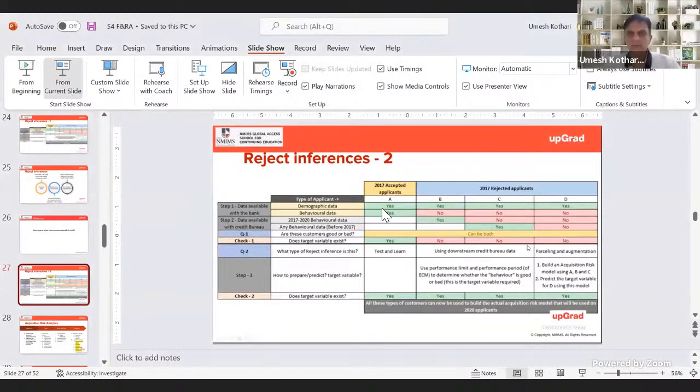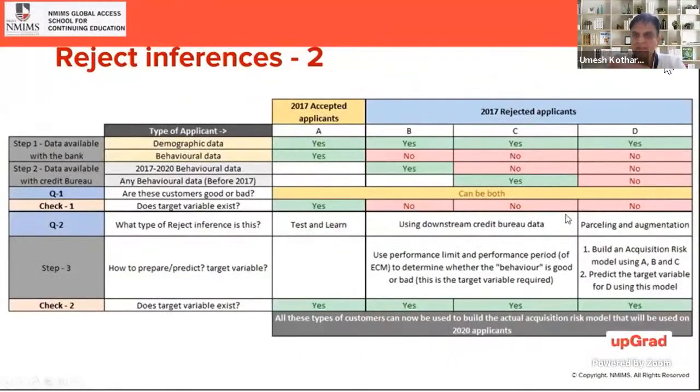So for B and C, we believe that it is using the bureau data. So it's using the behavior history basically, and using that to determine. Whereas for the case of D, it is using the third option, that is the parceling and augmentation. So it's trying to create based on other historical data and not specifically of that same customer. Okay. So BC was what you said?